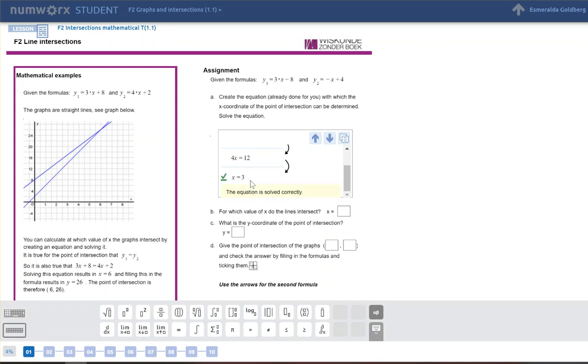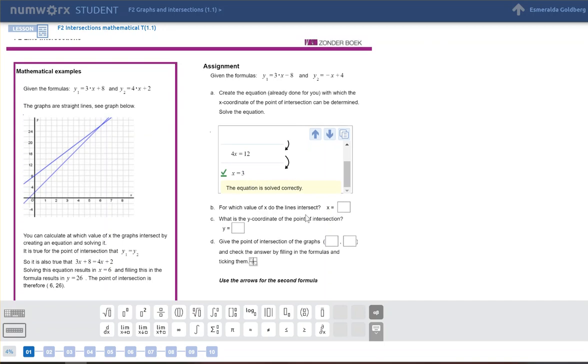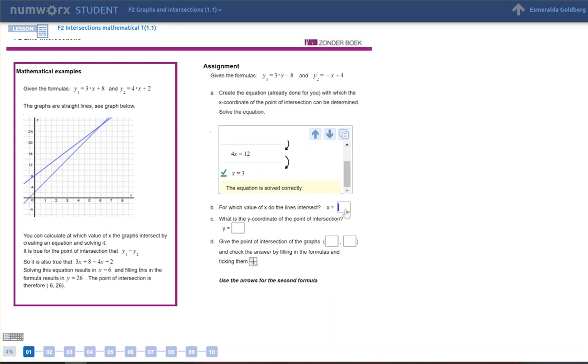So x equals 3 is the solution to this equation. That means that the x-coordinate of the point of intersection, which they ask for in question B, is the solution to this equation, 3. We can then find the y-coordinate by taking 3 and filling it into either of these two formulas.